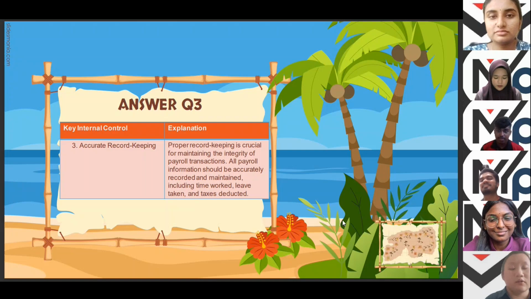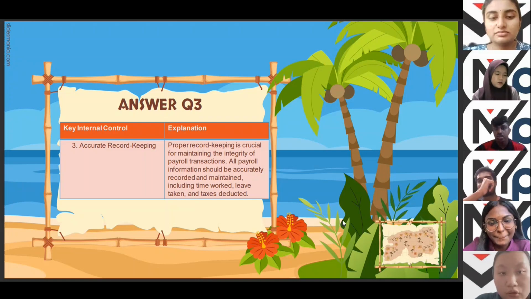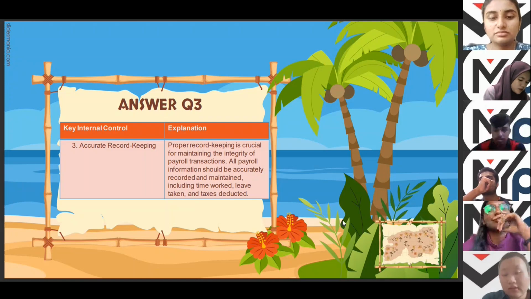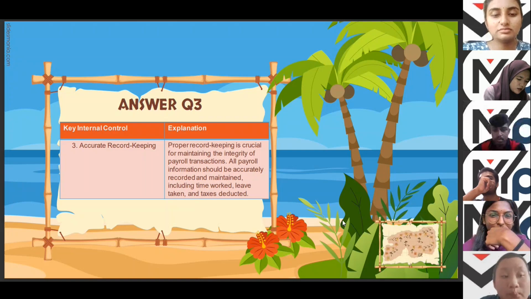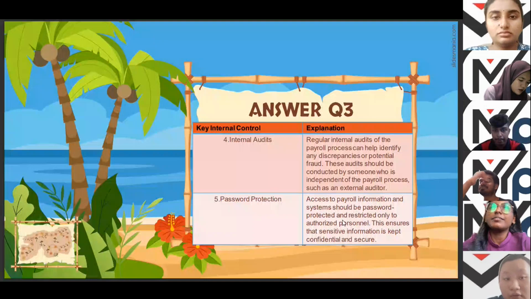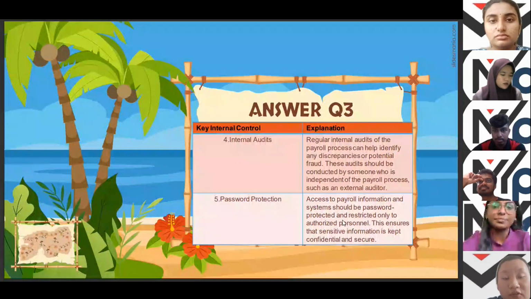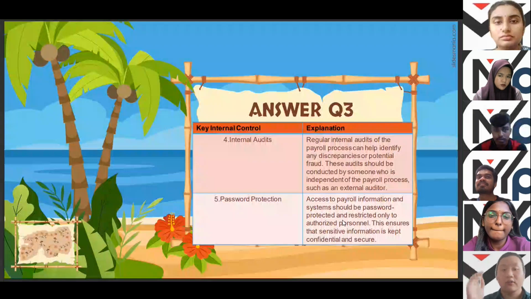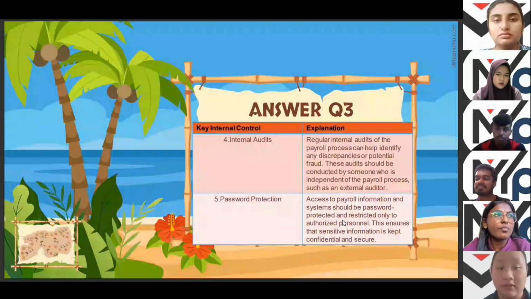Penjelasan lah. So, the next key internal control is about internal audit, iaitu auditor dalaman. Regular internal audit of the payroll process can help to identify any discrepancies or potential fraud. These audits should be conducted by someone who is independent of the payroll process, such as an external auditor.